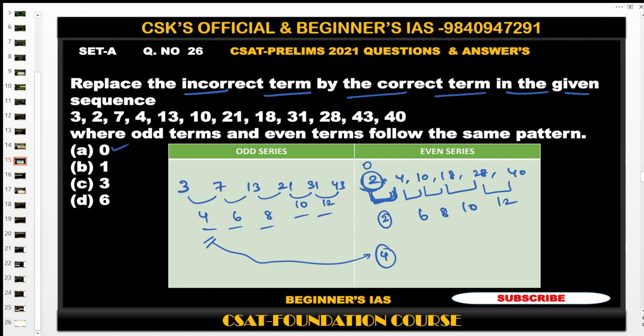When this 2 is replaced with one of the options provided, that is the right one. When you place 1 here, the difference is 3, not 4, so that is wrong. When you place 3, the difference is 1, that is also wrong. When you place 6, the difference is 2, also wrong. When you place 0, the difference is 4, so obviously that is the right answer.